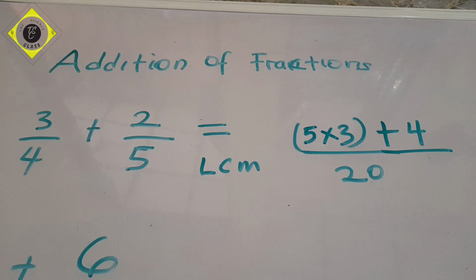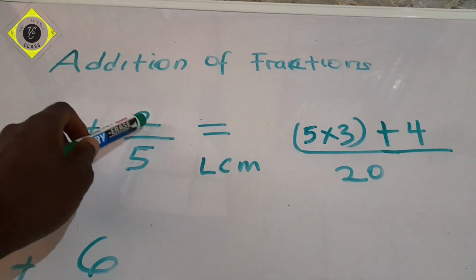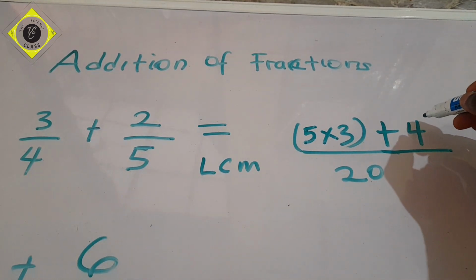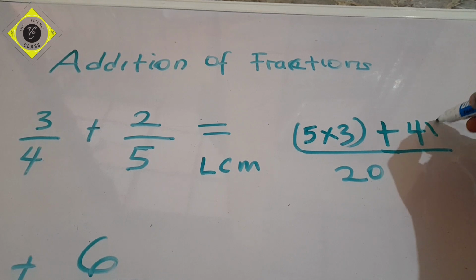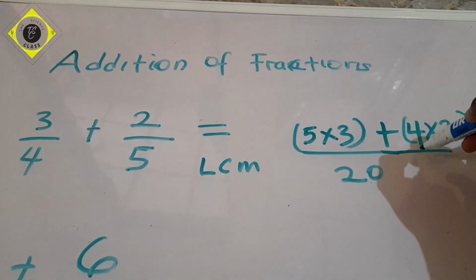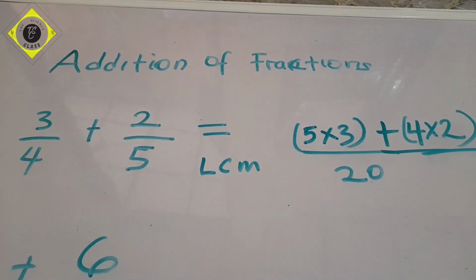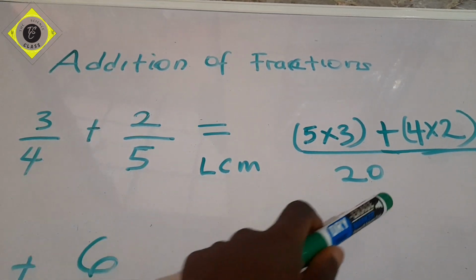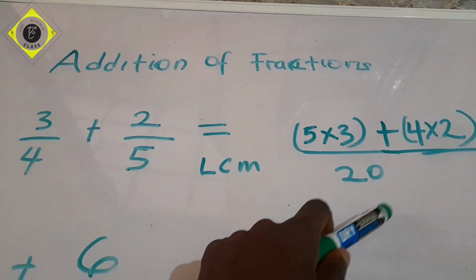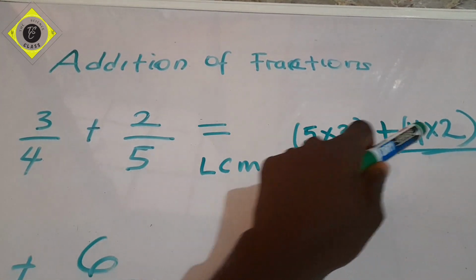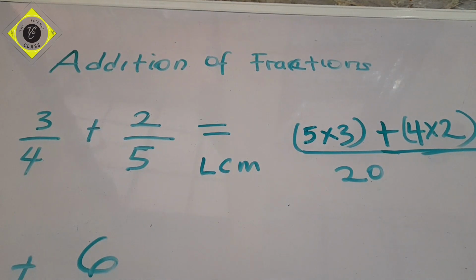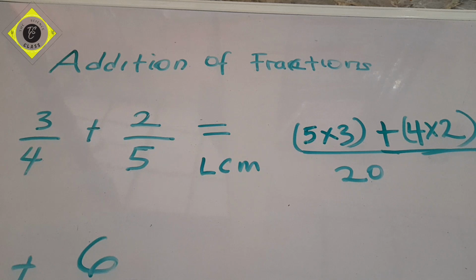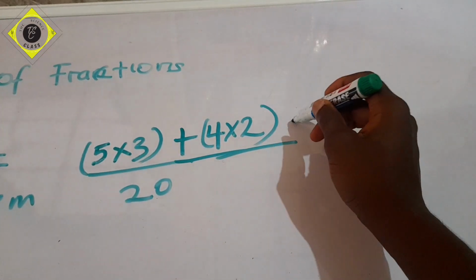Then 2 times 4, like this. If you notice, 5 is under 2. So by the time you say the LCM, 20 divided by 5 is going to give you 4. Then that 4 is multiplied by this 2.